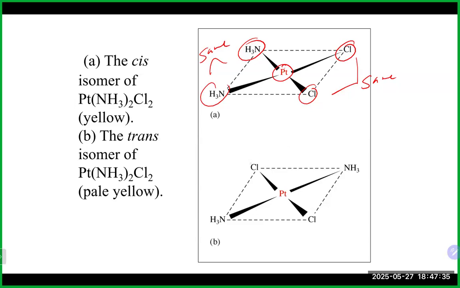On the bottom here, our groups are on opposite sides, and that is what is known as trans in this case. You could also, if you wanted to, look at the ammonias, which are also on opposite sides of each other. So this is very common, and this is our square planar geometry.